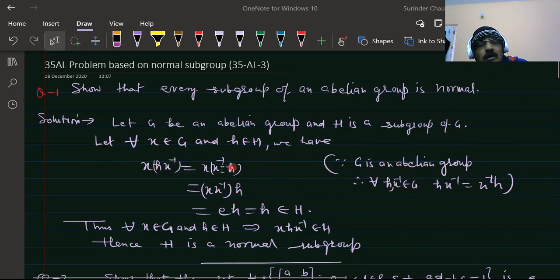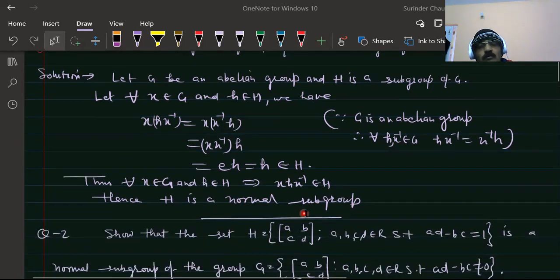Now x x inverse is equal to e, because G is a group and e is the identity of the group. So x x inverse comes out to be e. So e into h, and the identity of the group and subgroup is the same. e h is equal to h, which is an element of H. So this implies x h x inverse belongs to H for all x belongs to G and h belongs to H, which implies H is a normal subgroup of G.